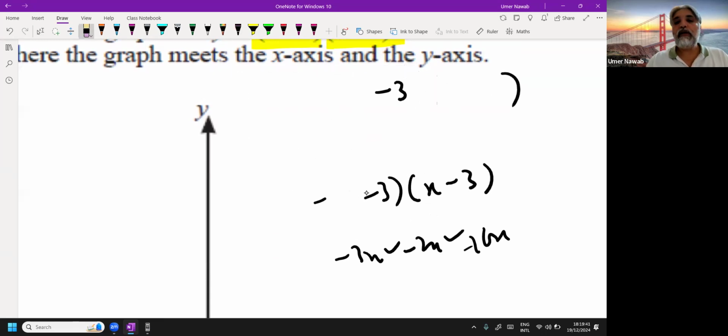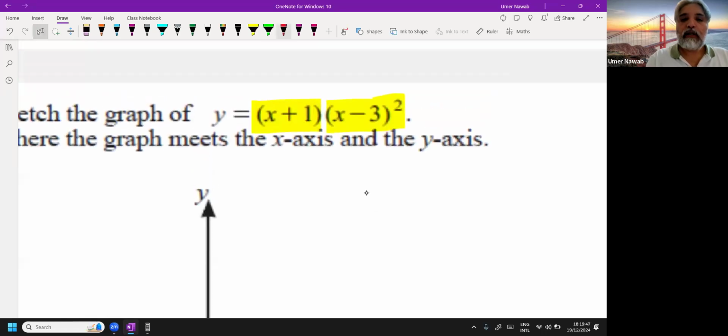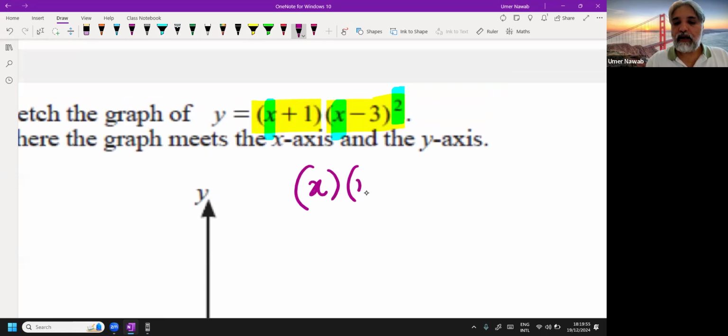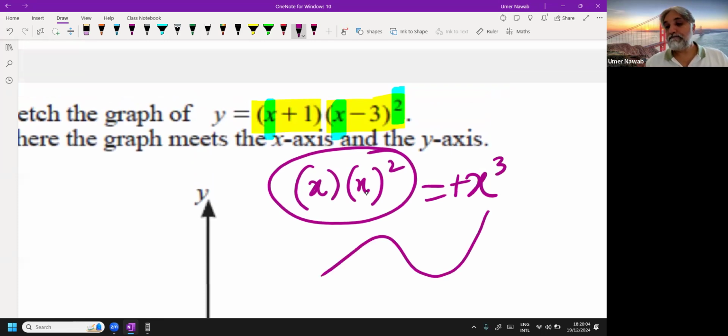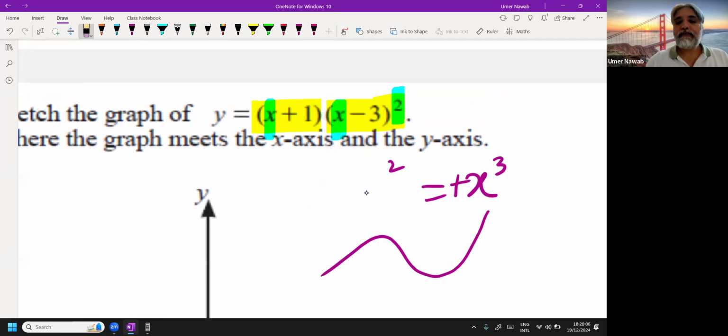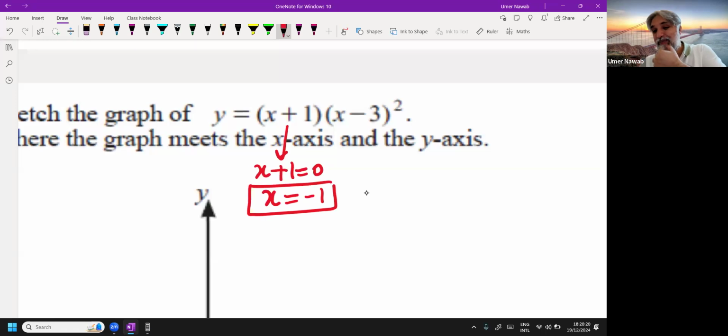But at the moment, I'm not interested in the expansion. But I am sure that when x multiplies with this x, which is under the square, so I have here x and I have here x, which is under the square. When I multiply them, I'm going to get x to the power 3, which is positive. So if it is positive, the sketch will be like this. Clear? After that, I need to get my x-intercepts. How can I get my x-intercepts? Put x plus 1 equal to 0. So it gives you x is equal to -1. So this is my first x-intercept.